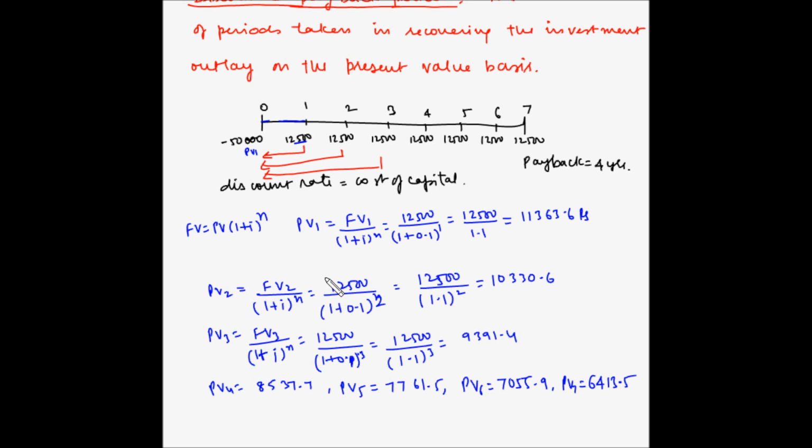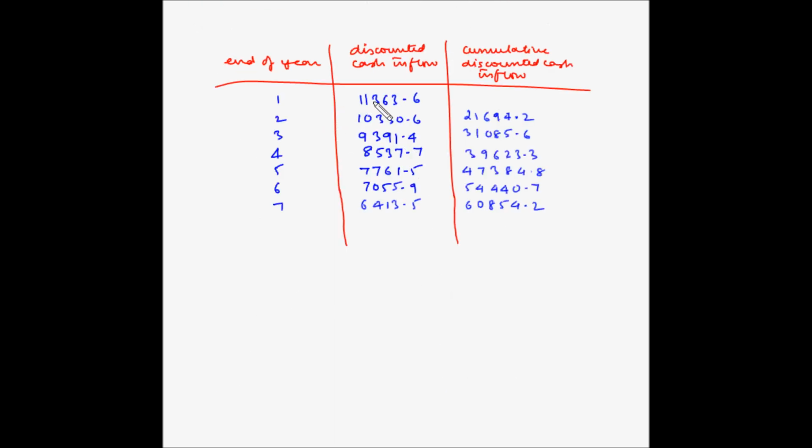So these are the values of the discounted cash flow for each of the cash inflows. Now, once we have found out the discounted cash flow, next we have to find out the cumulative of the discounted cash flow at the end of each year. So let's do that. So here I have listed the discounted cash inflow at the end of each of the years.